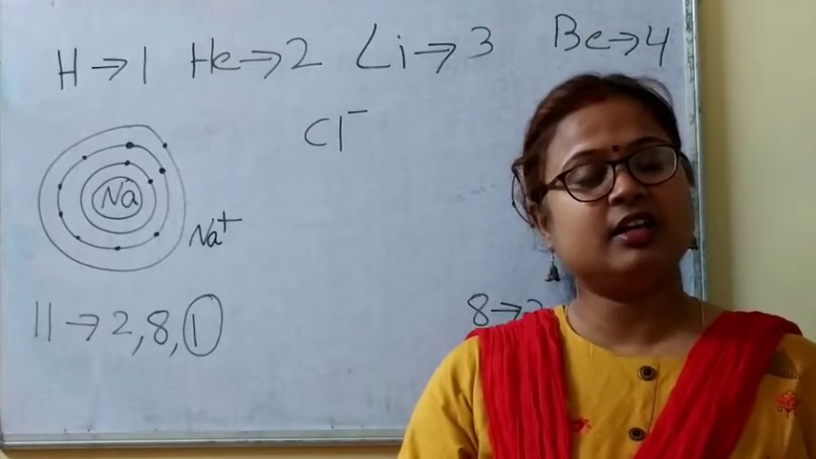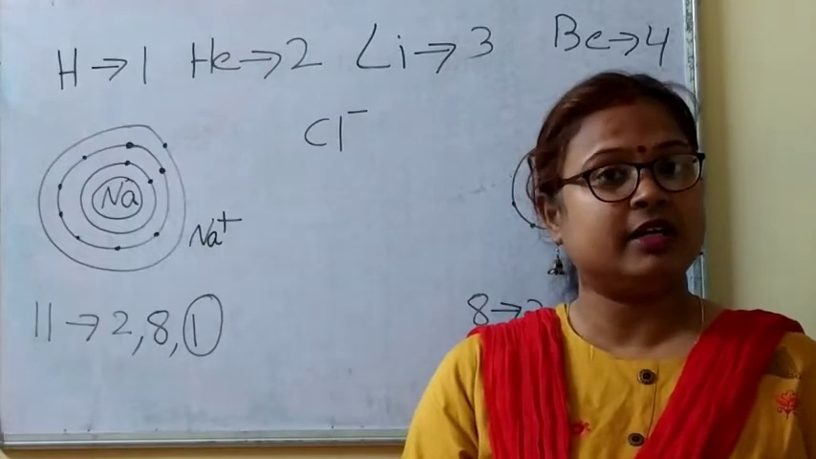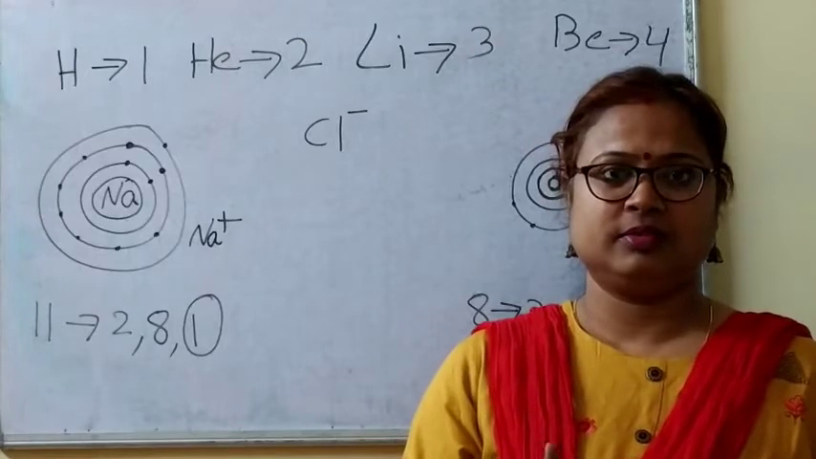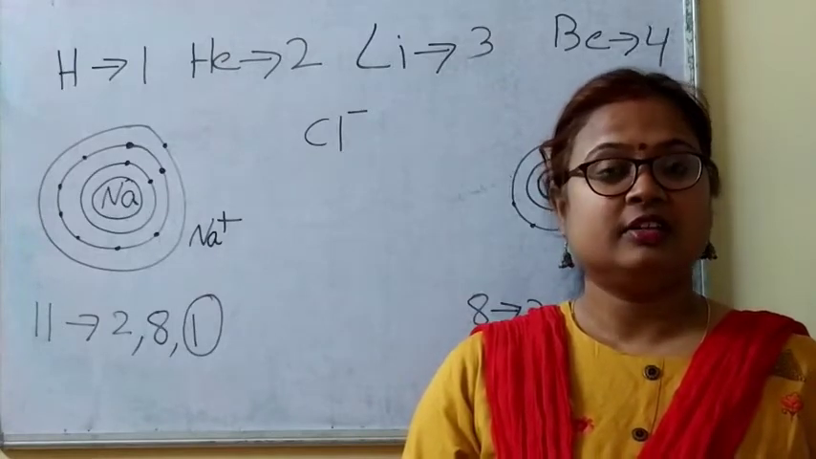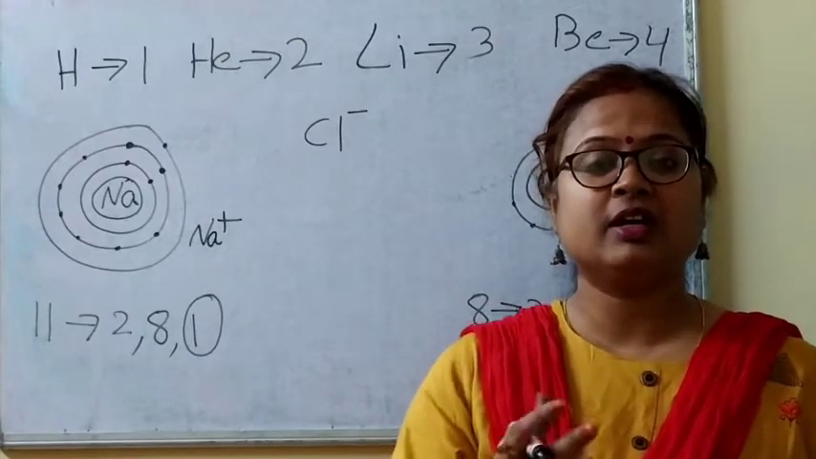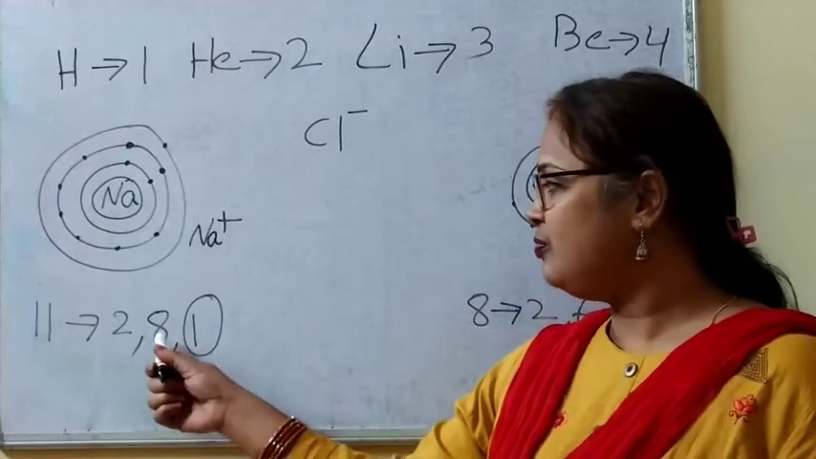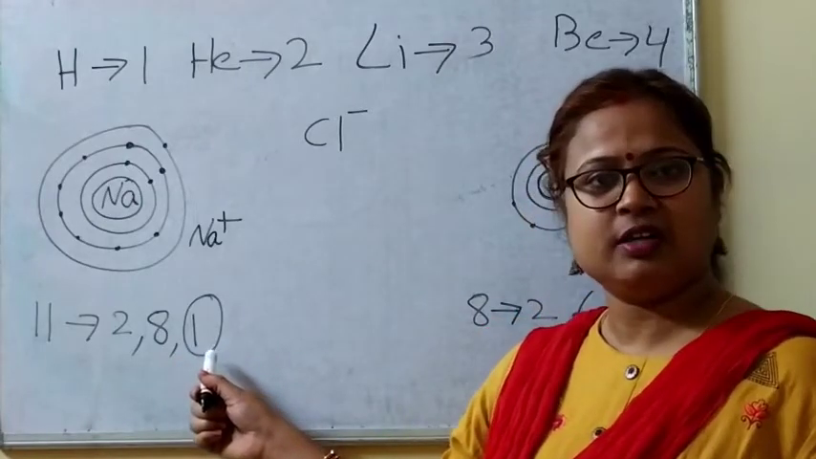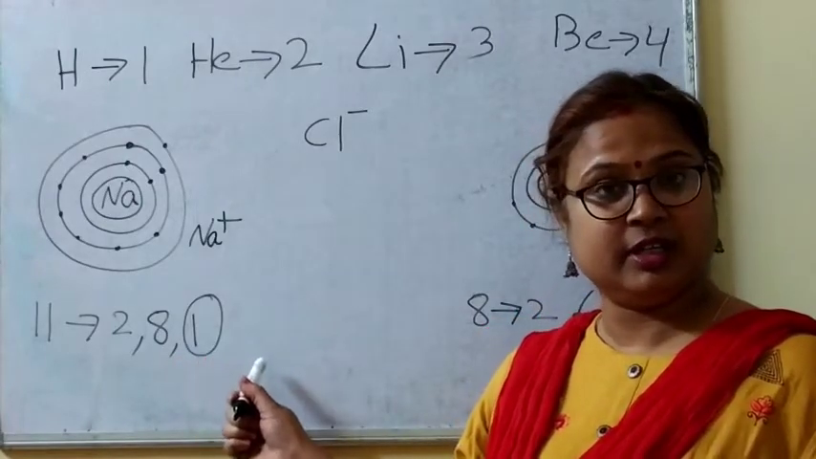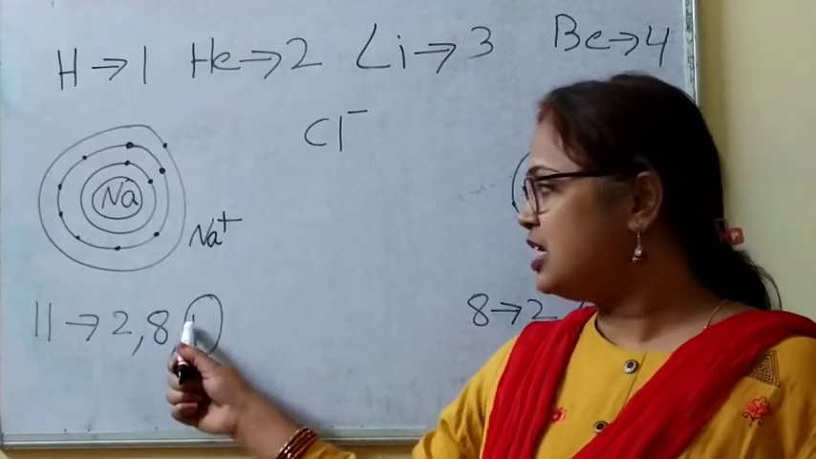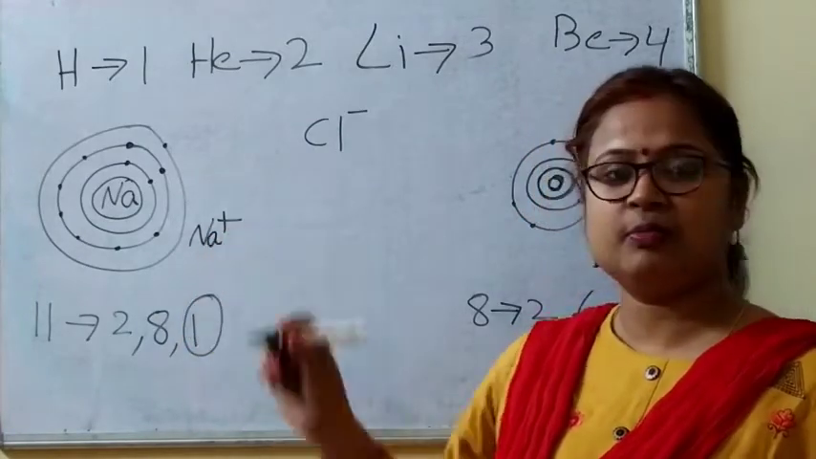And when any element takes an electron, clear, then what? A negative charge develops. Sodium is giving 1 electron to the other element to get satisfied. So that is why we write Na+.